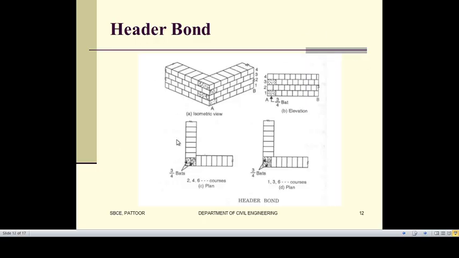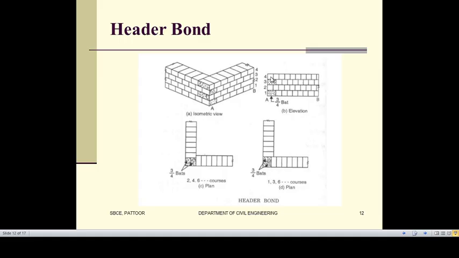So in this figure also you should learn to draw elevation and plan. You can skip the isometric view. In the elevation it is clear that in the first course initially we place a 3/4 bat, then all the bricks are laid with the header facing the direction of the wall. In the second course, all the bricks are placed with the header facing the direction of the wall. Again on the third course, the first one will be a 3/4 bat to stagger the vertical joints. Then all the bricks are laid with the header in the direction of the wall.